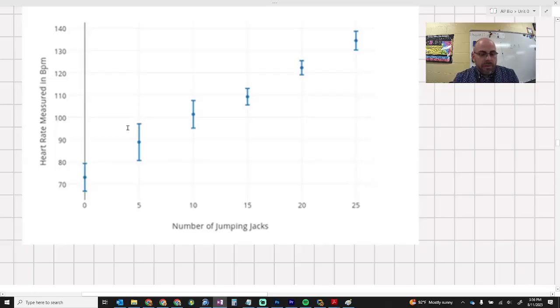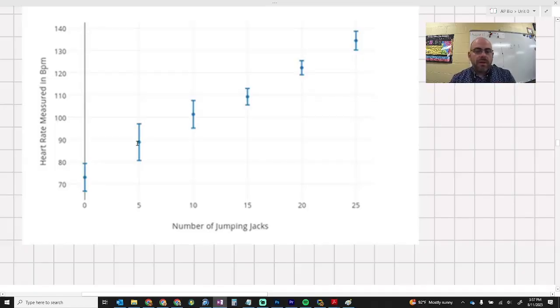Well, let's look at the 5 bar here. This 5 bar is at 89, so that may be my class's data. And it's 89 plus or minus 9, which goes all the way up to 98 and all the way down to 80. What does that plus or minus represent? The best way to think about it is if you took 1,000 classes and did this same sort of test, then you might expect that at 5 jumping jacks, there would be a range of 98 to 80 beats per minute. In another class, it might be 82. In another class, it might be 96. In my class, it was 89. This standard error gives you that range, right?